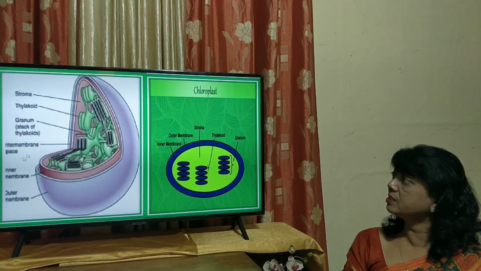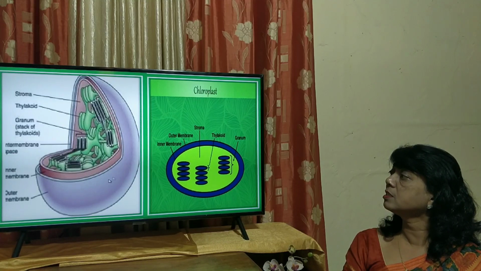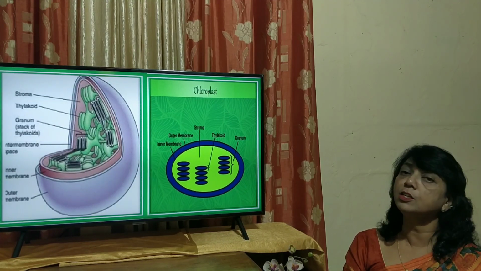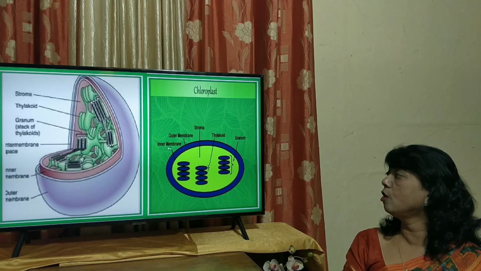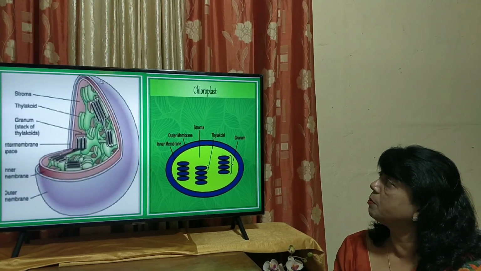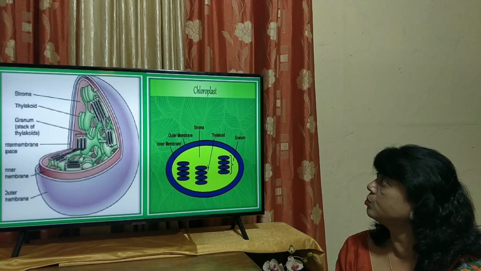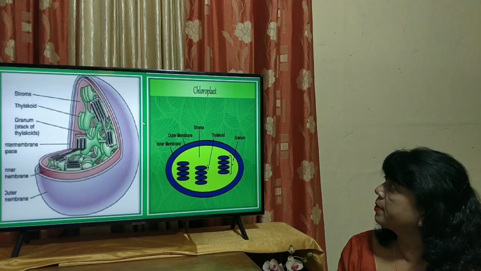Now you can see this is the structure of a chloroplast. This is how a chloroplast looks. And this is a diagrammatic figure of a chloroplast. The chloroplast is bounded by two membranes, the outer and the inner. Here you can see this is the outer membrane and this is the inner membrane.